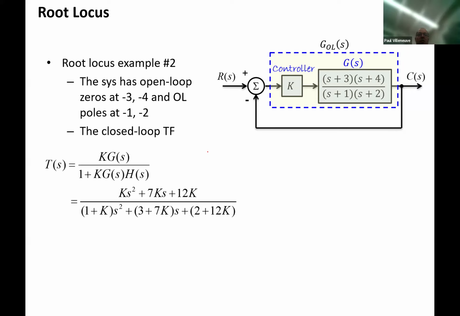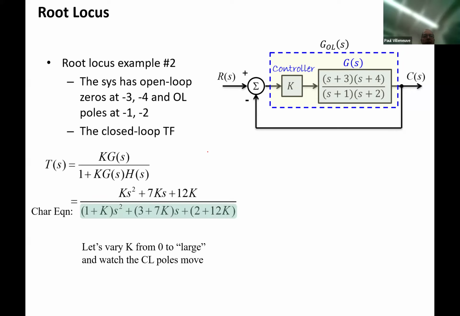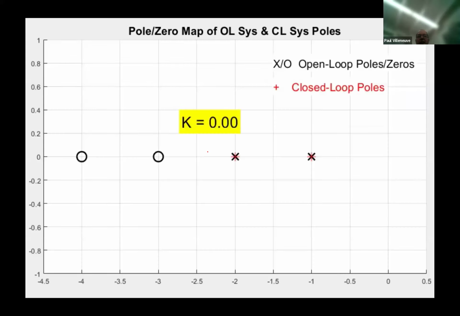So here's our closed loop transfer function. Here's our characteristic equation. When k goes from 0 to a very large value, here's what we're going to do. We start at our poles. Uh-oh, we didn't end at a pole. So we have to exit the real axis. And look what we're doing.